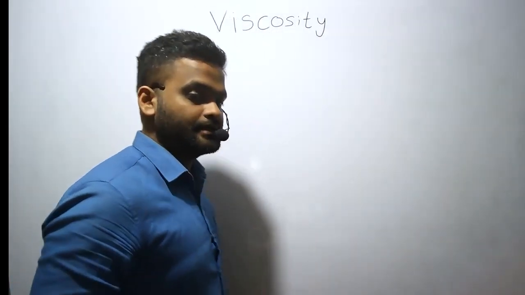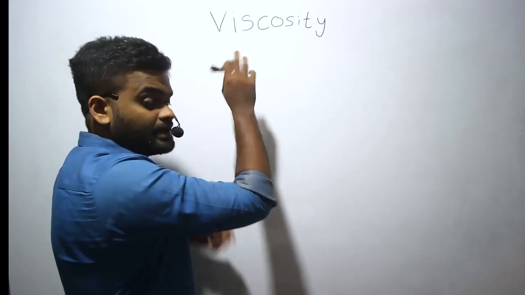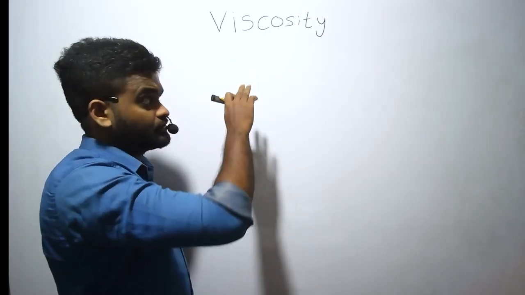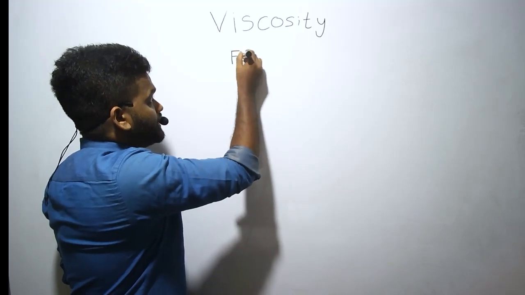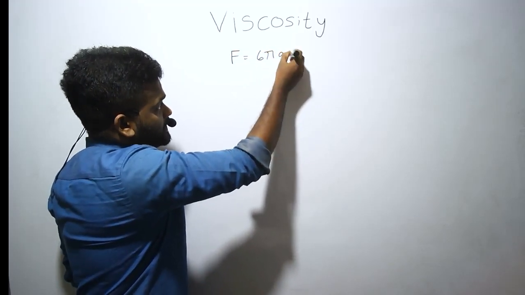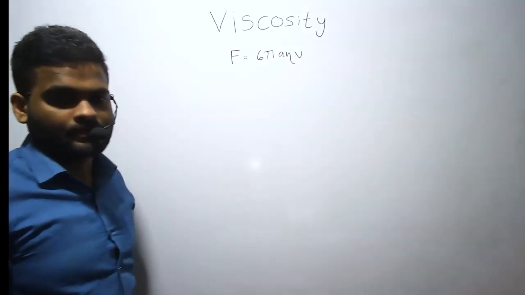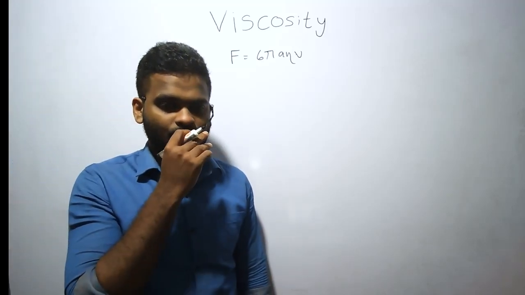So I'll just recall for you the Stokes equation, right? Today, everything is based on this equation, the Stokes equation. That is F equals 6 pi eta V. So this is the Stokes equation.